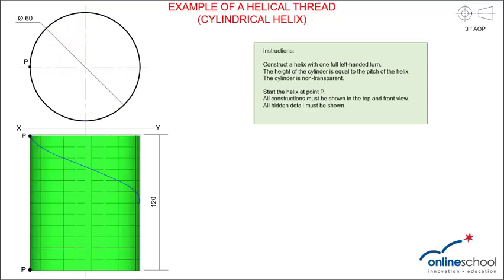This illustration just shows us the body of the cylinder as well as the thread that is going to start at the bottom left at point P, do one full revolution over the height of 120 millimeters, which is one full turn, one full pitch or lead. Therefore, we're going to take the full height of the cylinder and divide it into 12 equal segments, while we remember that it is doing a left-handed turn.